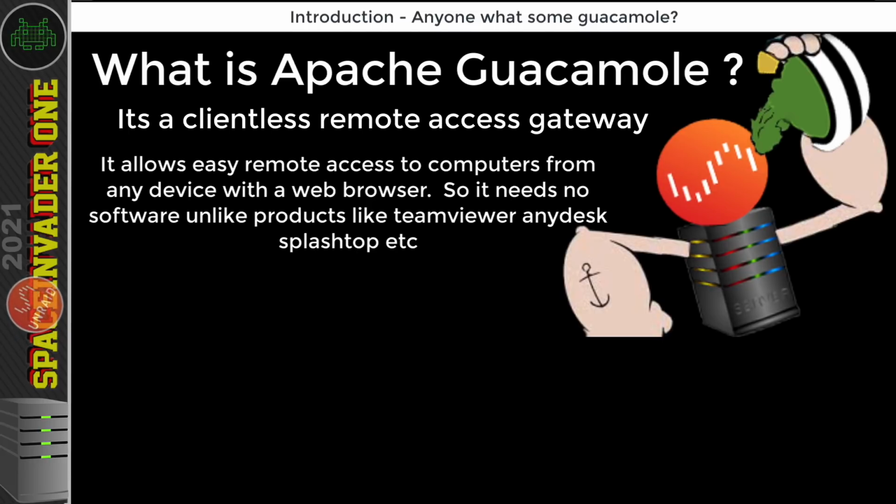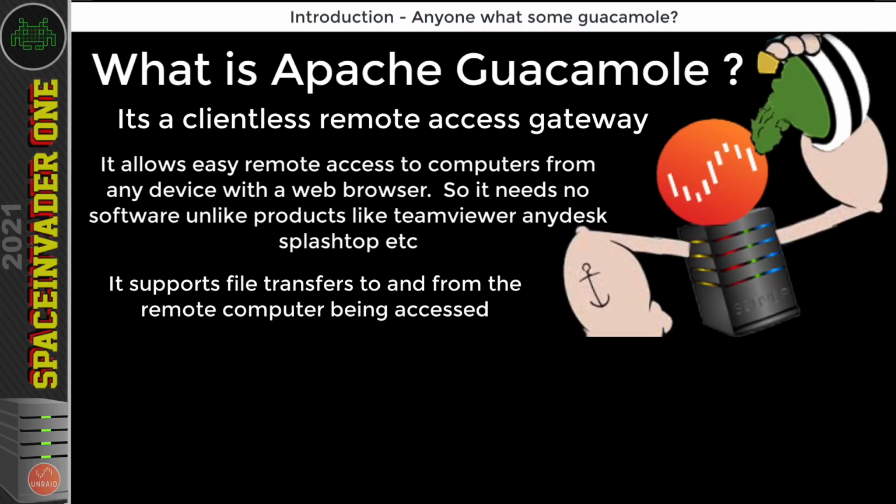We don't need to install any software like we do with TeamViewer or Splashtop Desktop. It just works. So this can be really useful if we're on a computer where we're not actually allowed to install anything. Maybe we're at work or school and we're having a coffee break and we want to be able to log into one of our computers or VMs on the Unraid server. Well, with a little bit of guacamole we can do that. We can not only control the remote computer, but we can also transfer files to and from it as well.